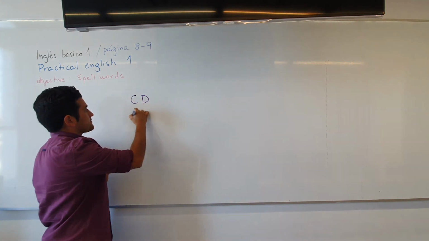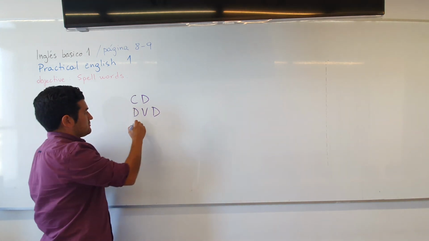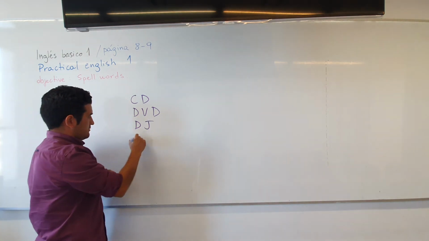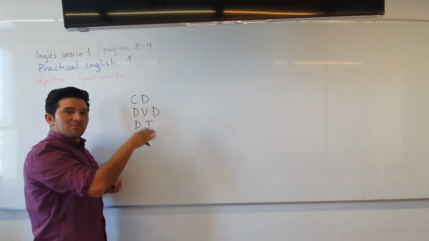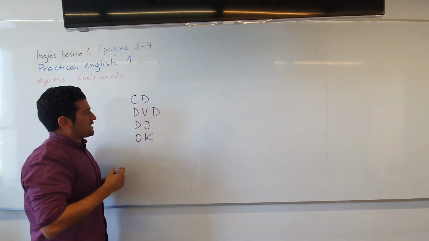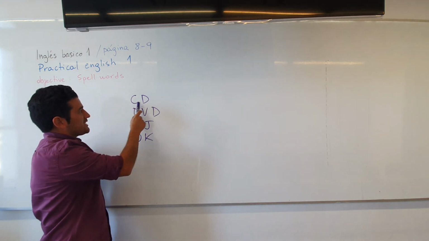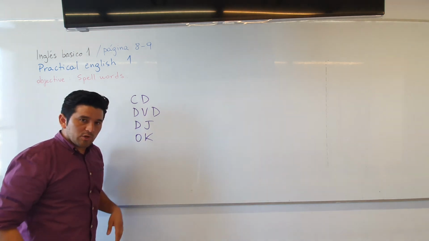CD, DVD, DJ, OK. ¿Y ese? A veces utilizamos el deletreo en español y no nos damos cuenta que es el deletreo que hacemos de el inglés. CD, DVD, DJ, OK, and many other words.